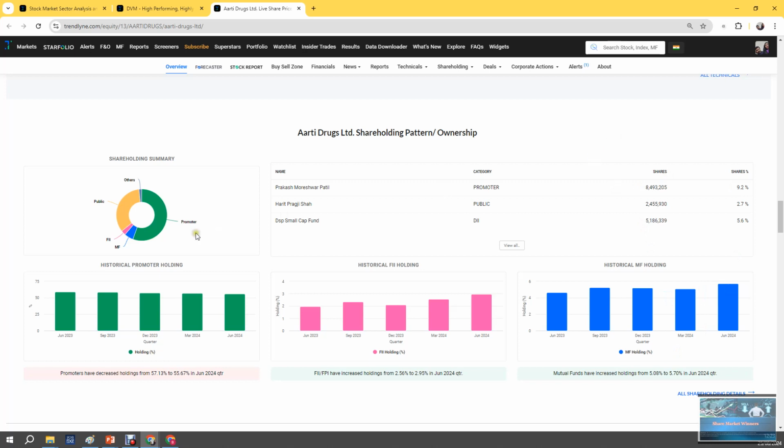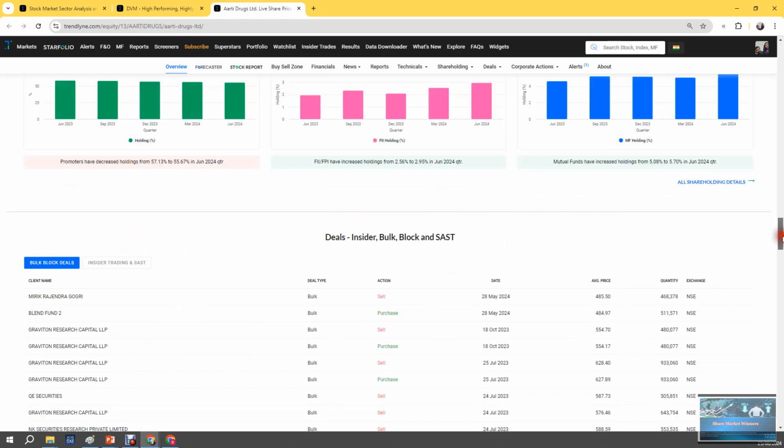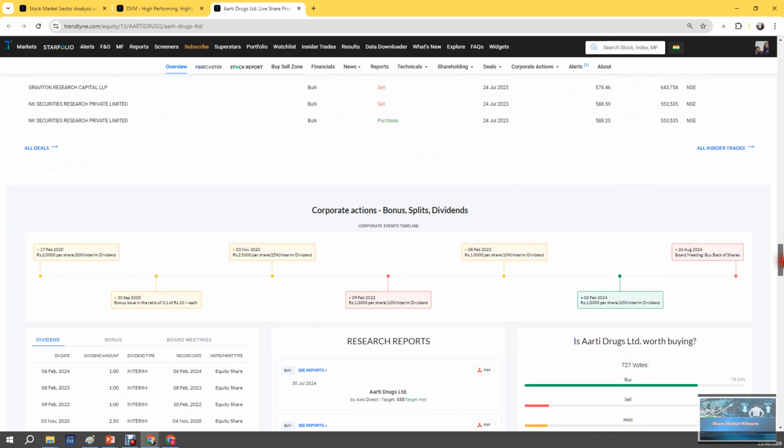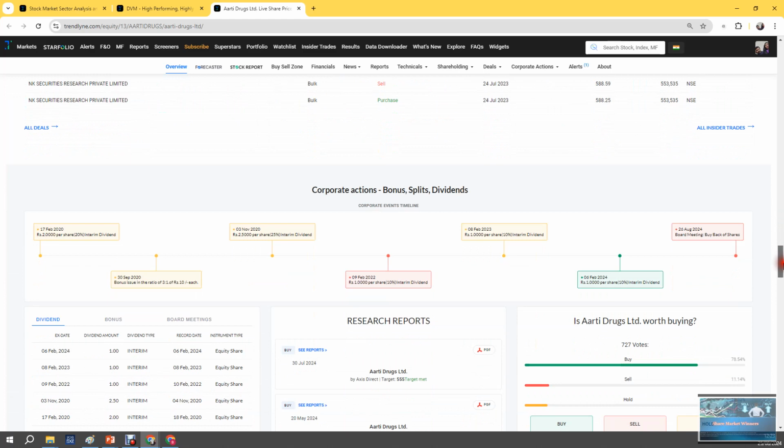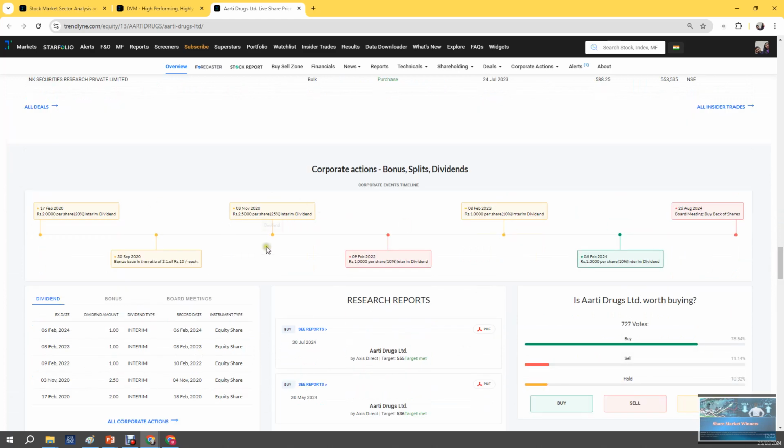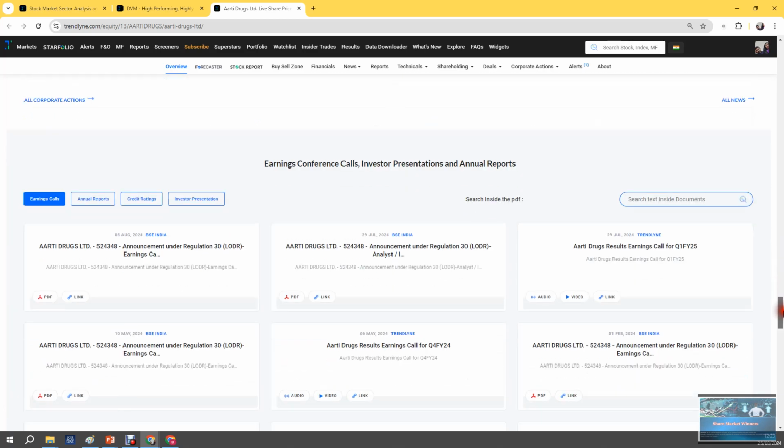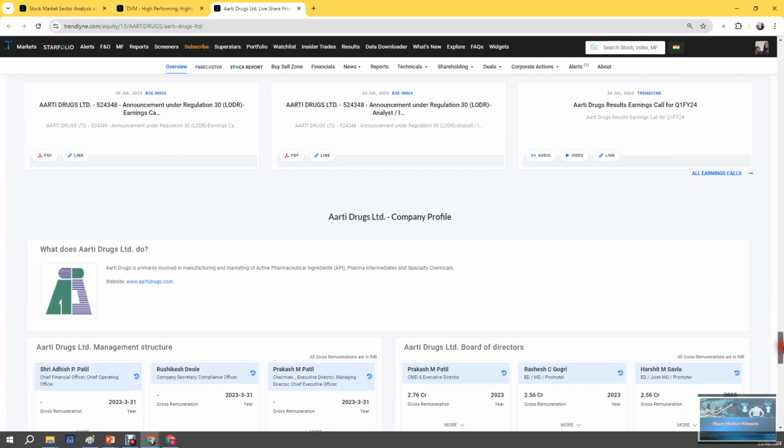DIIs are domestic institutions, and how much percent of public or retail are holding it is also given here. If there is promoter pledging happening, you will get to know from the bottom of the screen. Okay. Likewise, you'll have a lot of details. It will also give when all the split or bonus happened, all this summary view for you, and then comes the company history, or you can have the details about the company.